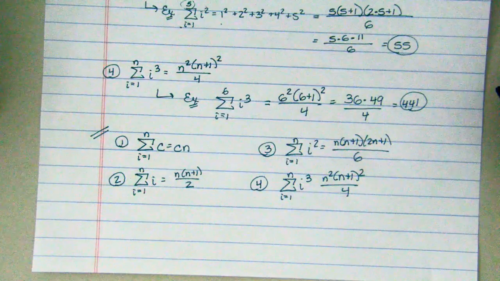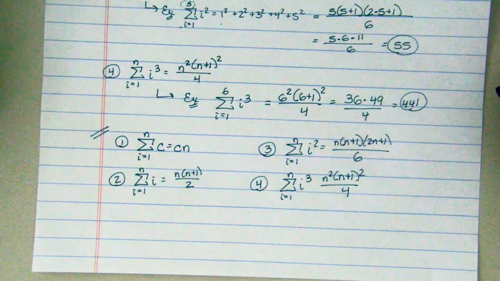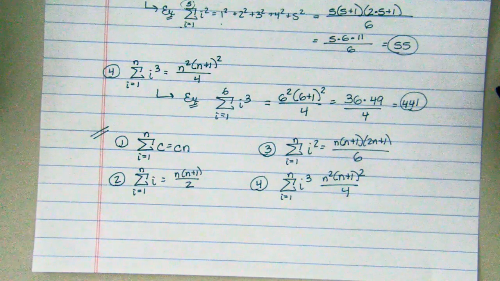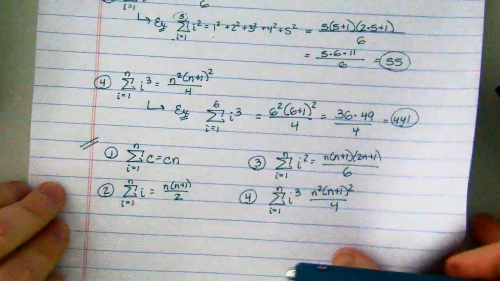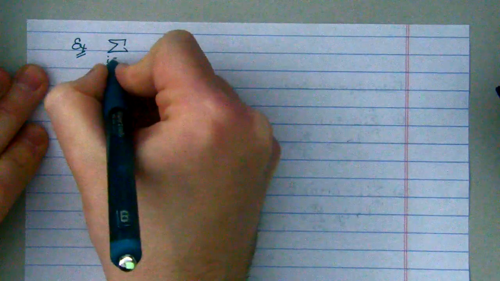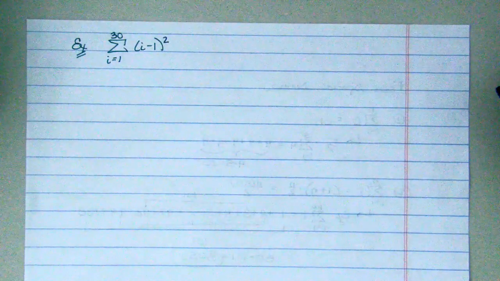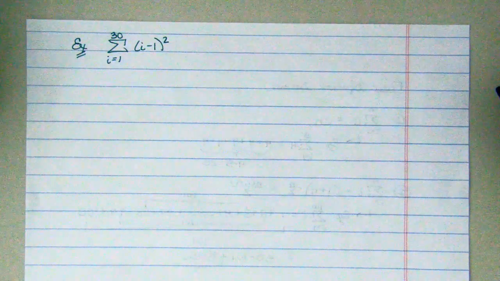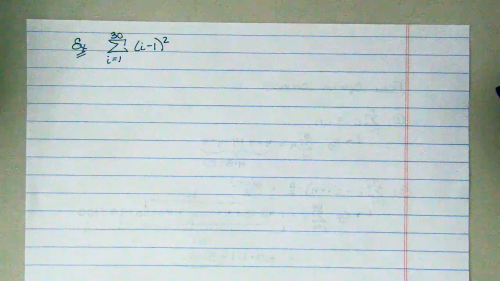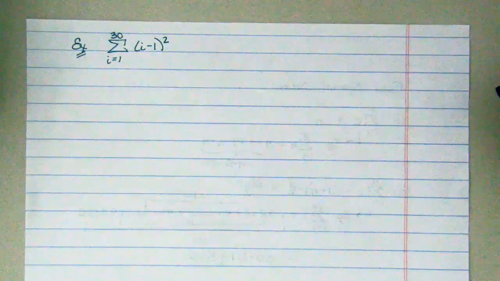Okay, so I want to show you a couple problems that will make use of these formulas. First one I want to do: the sum as i goes from 1 to 30 of (i minus 1) squared. Plug in 1, plug in 2, plug in 3, all the way up to 30. I do not want to do that. I want to try to use those shortcut formulas to get me there.